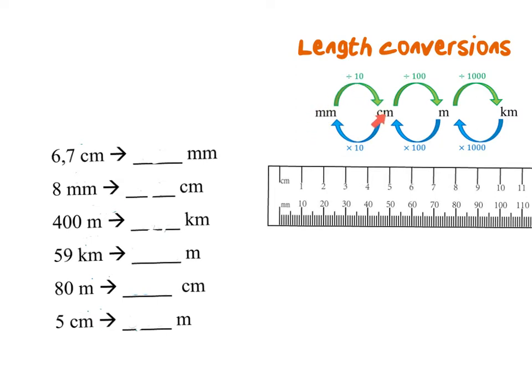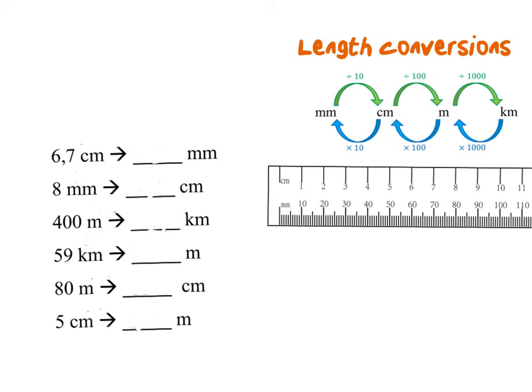Going from centimeters to meters, there's 100 centimeters in 1 meter. Therefore, I divide when I go from centimeters to meters. And from meters to kilometers, there are 1,000 meters in 1 kilometer. Therefore, I divide by 1,000 when I go to kilometers. So when I go from a bigger unit to a smaller unit, I multiply because there's lots of the smaller unit inside the bigger units.